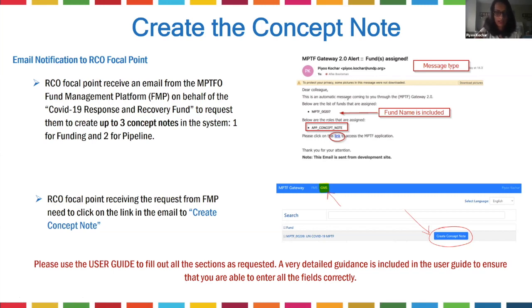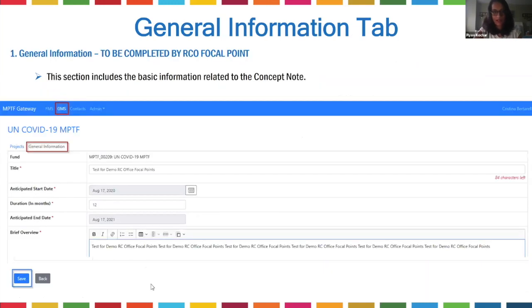The only thing that you can't change, we'll come into that, is the contacts information once it's been created, because the contacts go into a database. So just make sure that you use the right email address that you would want to be associated and the fields that you need filled out when you're creating contacts. So you hit the Create Concept Note button. Again, please use the user guide, because that's very detailed.